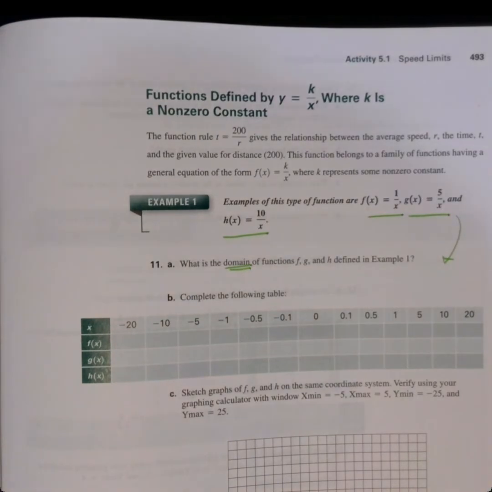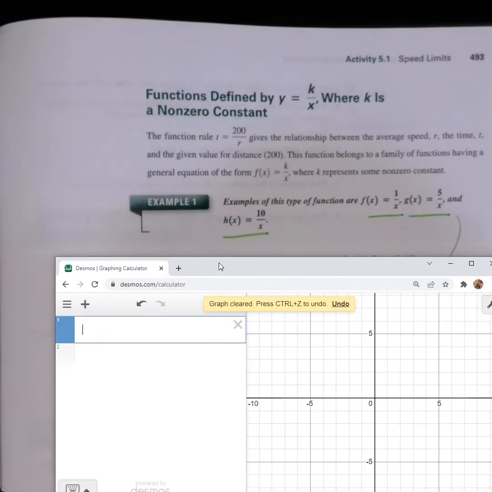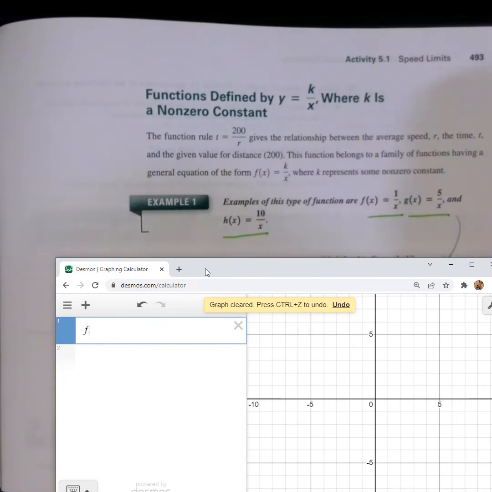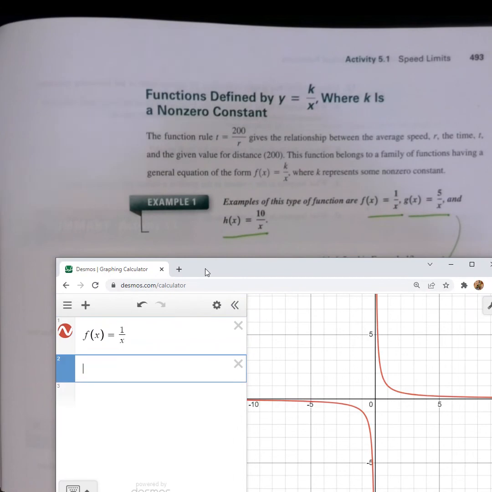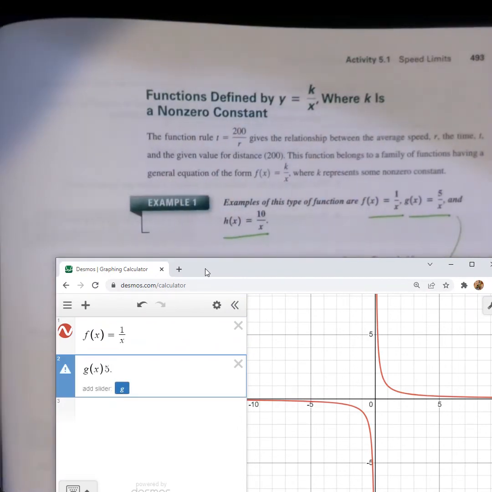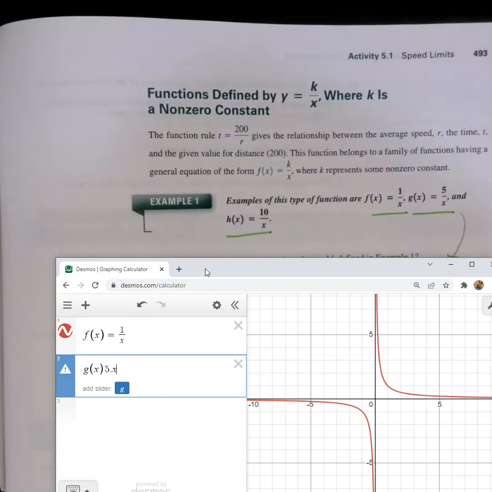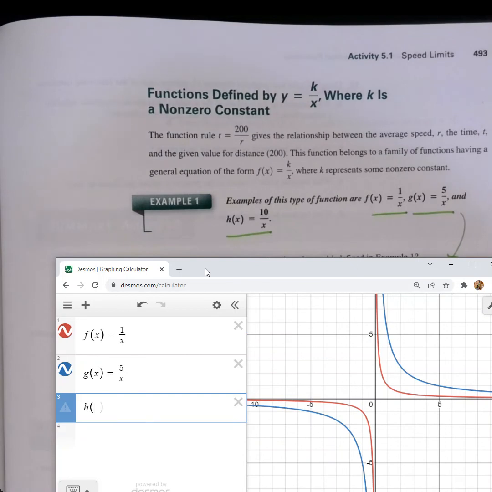So let me go ahead and clear my graph, and I'll get those graphed, and I'll pull this up after I see the functions. So first one is 1 over x. Second one is 5 over x. And the third one is 10 over x.